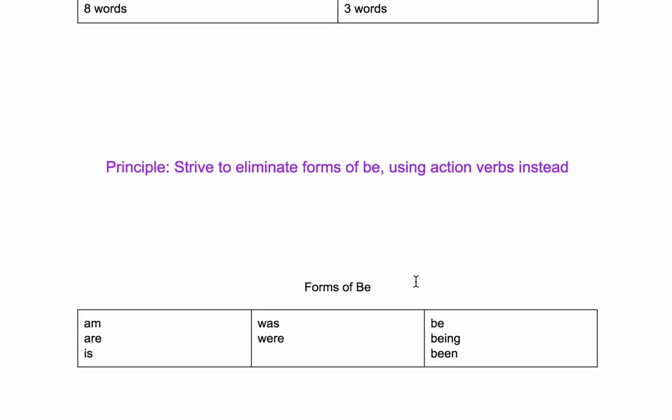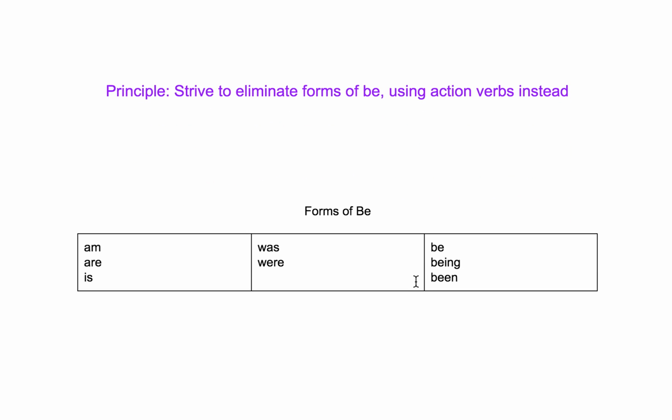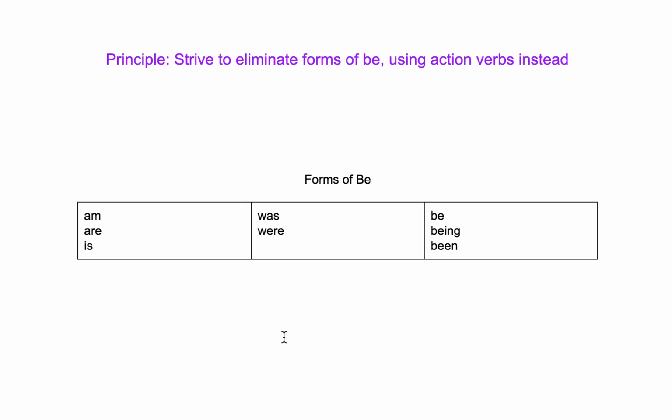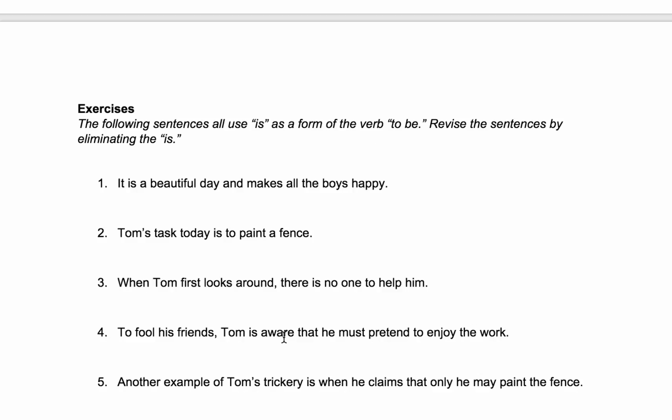Principle of writing. Okay, so in order to understand this lesson, it'll be really helpful if you're already comfortable with identifying verbs in the first place, and also comfortable with identifying the forms of be. So you can refer to our other lectures on those topics for that information, but I will simply review the forms of be here. They are am, are, is, was, were, and be, being, and been. Now, let's go to some exercises.